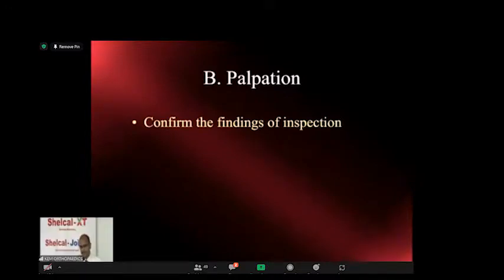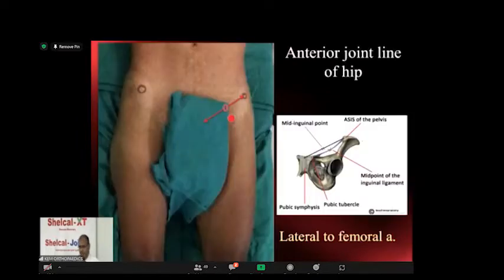On palpation, confirm the findings. First local rise of temperature, then tenderness, then confirm the findings on the inspection. Then you tell, I confirm my findings on the inspection. Next important point in the inspection is the anterior joint line. Remember these two landmarks.